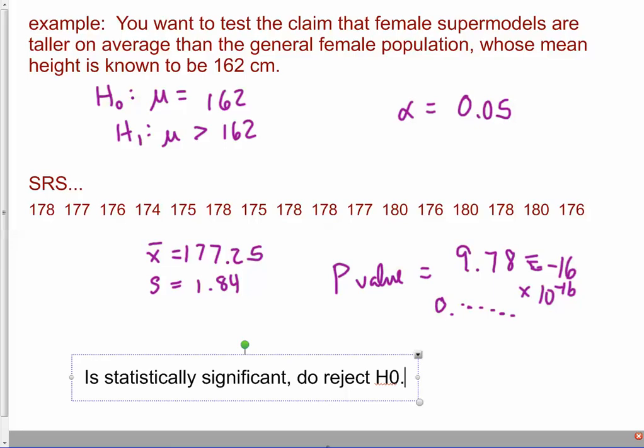We go to the claim that it is more than 162. We don't know what it is. You know, we could do a confidence interval with this data to get a range for what it might be. But what the test has concluded is that it's not 162, that it is more than 162 at least. Okay, so this is how a hypothesis test for mu works.